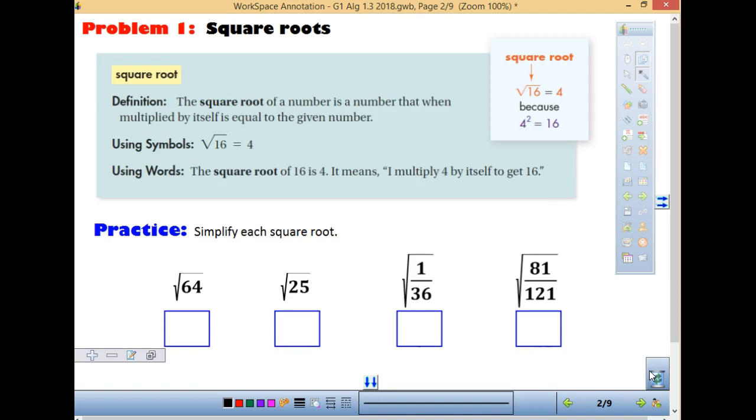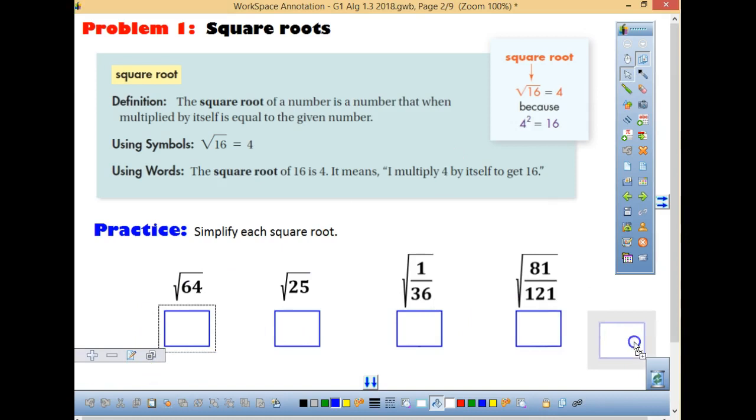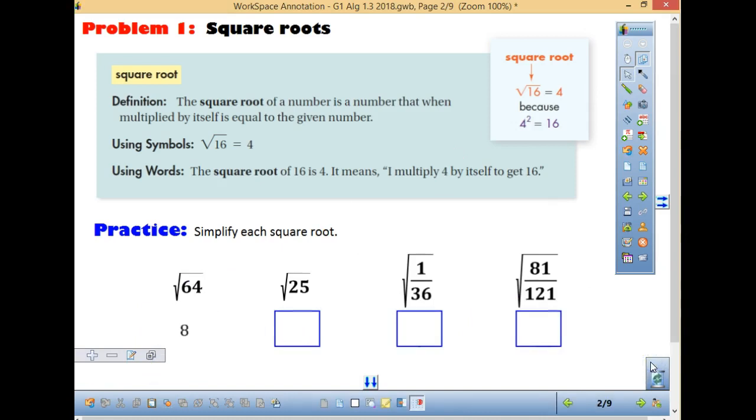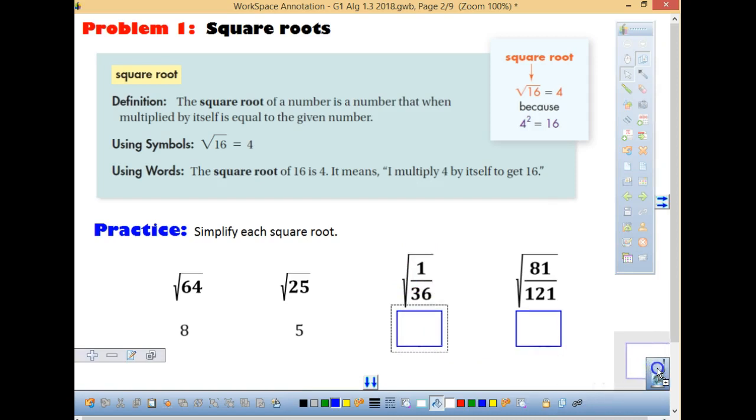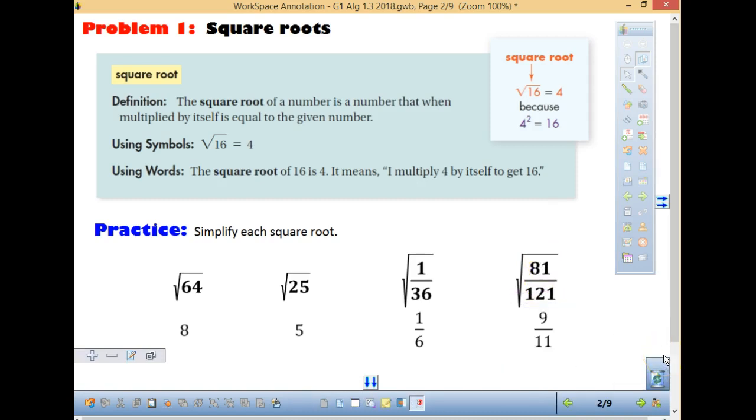So, keeping the ones that are fractions, please do these next 4. Most of those you should probably recognize, right? The paper I saw had 8. The next one I saw most of you on your paper have 5. The next one we want to keep as a fraction. So the square root of 1 is 1 and the square root of 36 is 6, so 1/6. And the square root of 81 is 9 and the square root of 121 is 11, so 9/11.